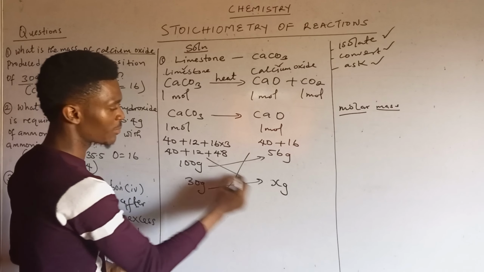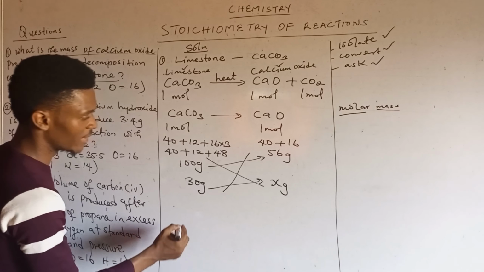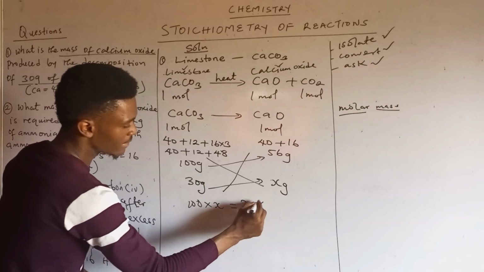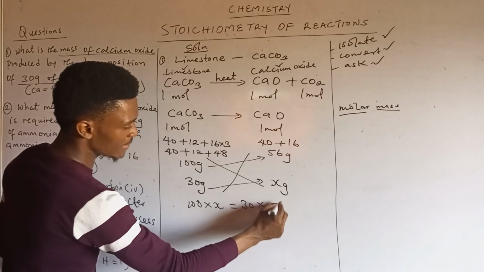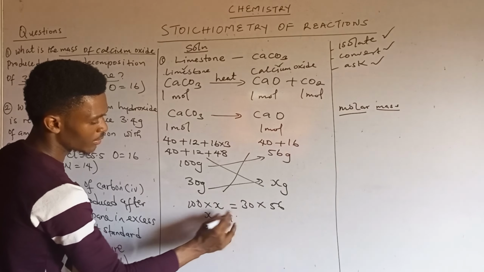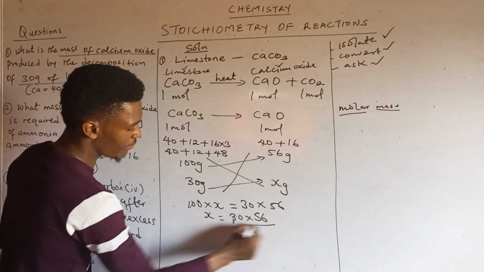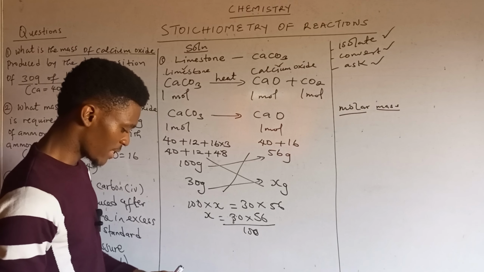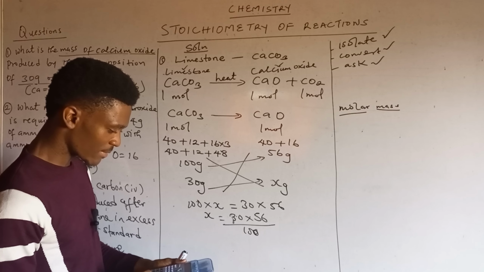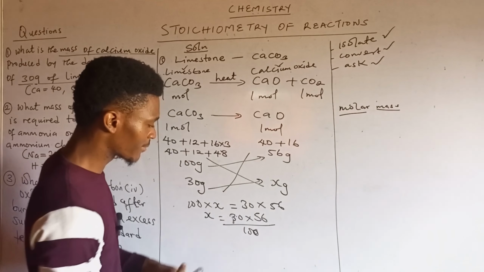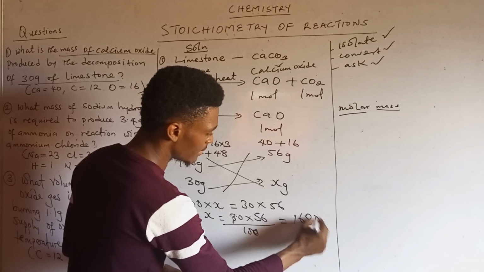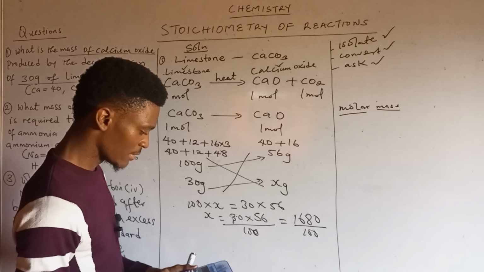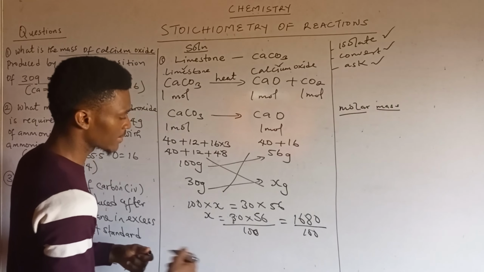So what do we do? We'll now cross multiply. So when you cross multiply from here, then it becomes what? 100 times x is equal to 30 times 56. And when we do that, it becomes x equal to 30 times 56 over 100. That's by division by this 100. And when we do that, we are going to be having 30 times 56. That becomes 1680 over 100. And when we divide that, of course, we are going to be having 16.8.